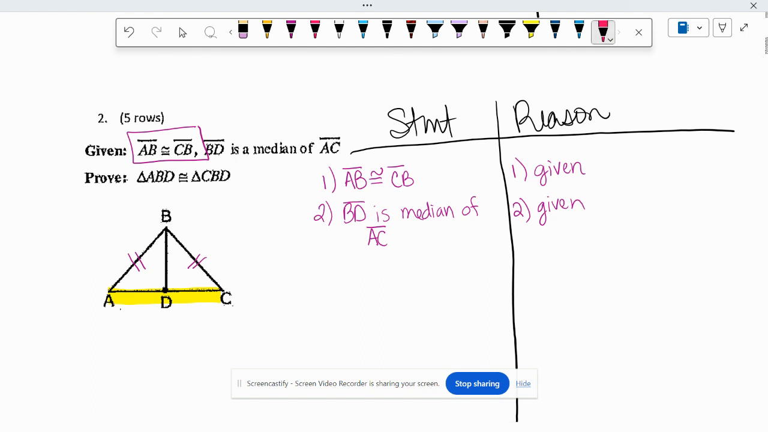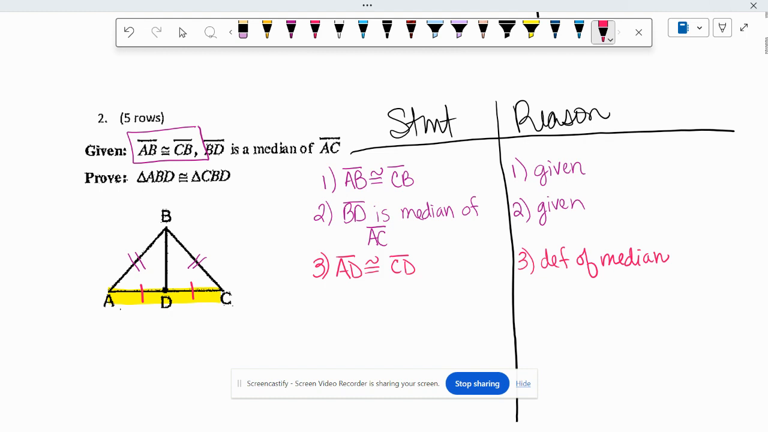So what does that mean? What can we say? If segment BD is cutting segment AC in half, what is it creating? Two congruent pieces. So that's what we're going to say next. That segment AD is congruent to segment CD. That's just the definition of a median. A median is made from its midpoints. Okay. All right.